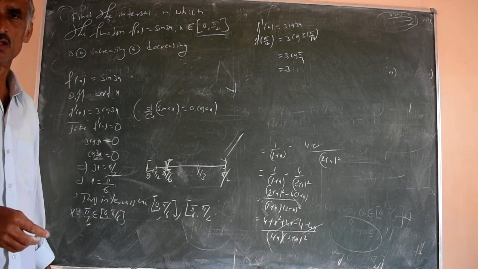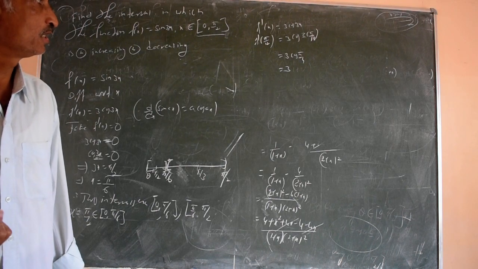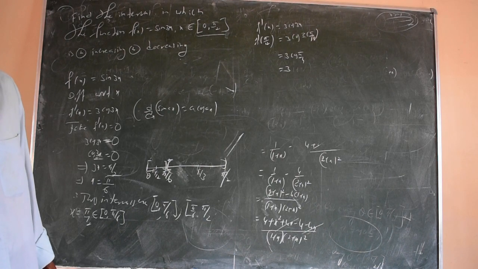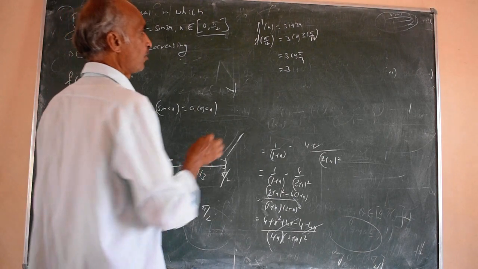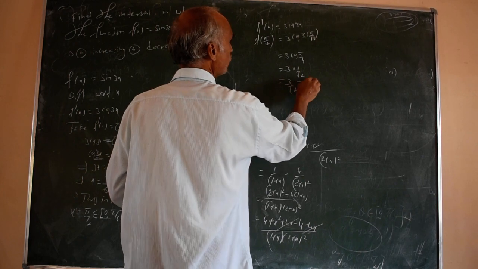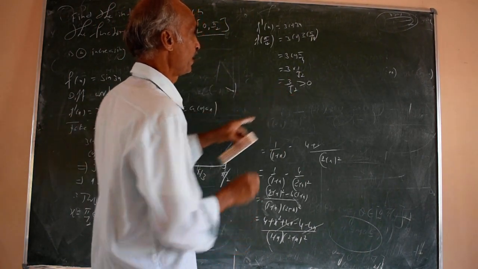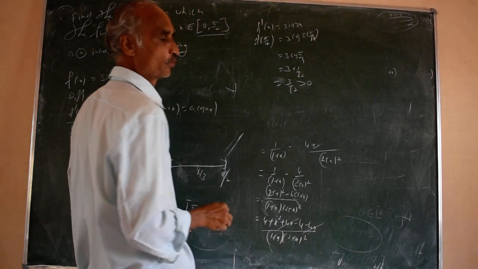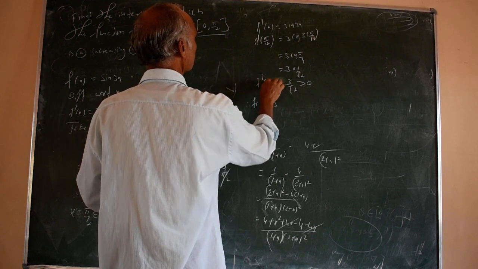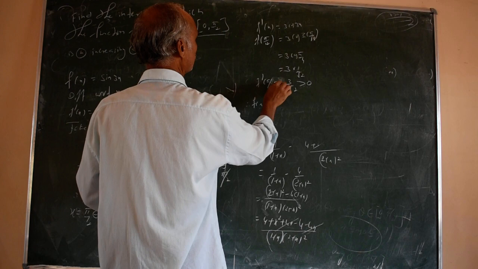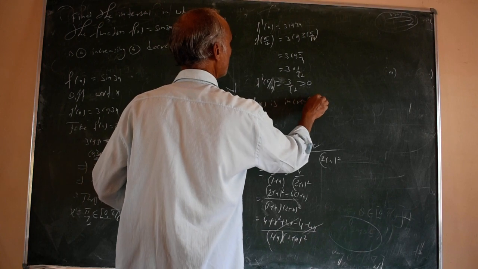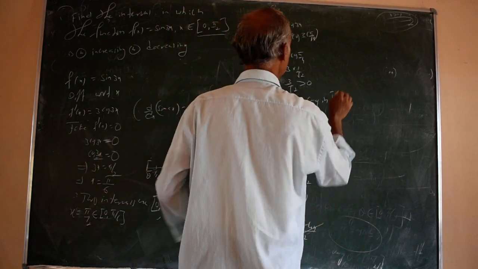I got the two intervals. In which interval it is increasing and in which interval it is decreasing? Take some simple value for x and work out whether f dash of that particular value is positive or negative. Cos pi by 4 is 1 by root 2, so it is 3 by root 2, which is a positive number, not a negative number. Therefore, f of x is increasing in the closed interval.